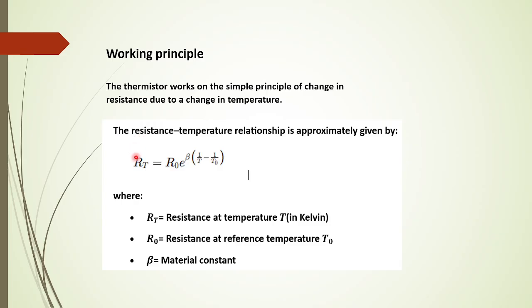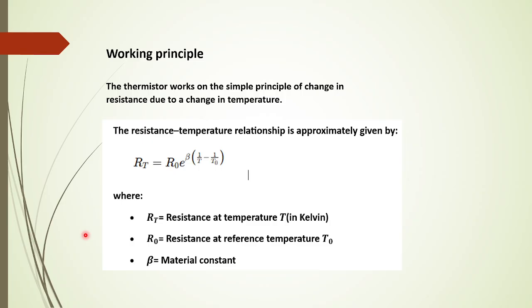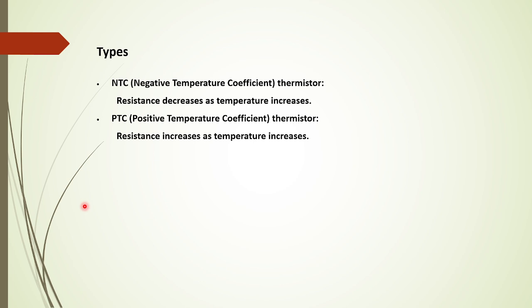In the previous part we saw the two leads. These two leads will be connected to a simple bridge circuit to measure the resistance value. So that resistance is directly proportional to the temperature value of the thermistor. And then the types of thermistor depend on two types.